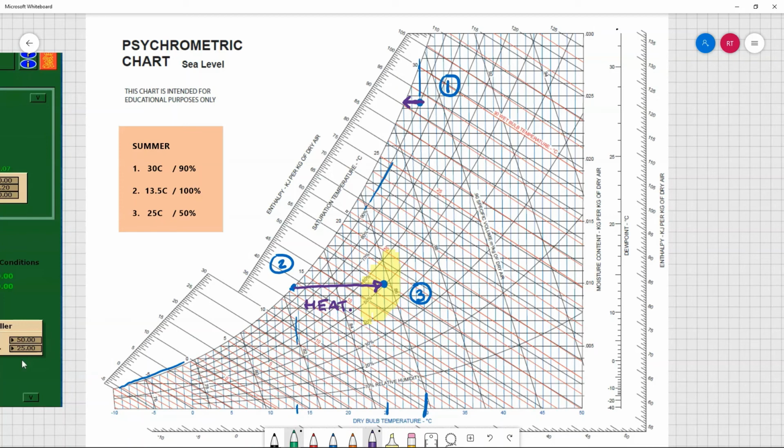And at that point, I've hit my dew point, which means any additional cooling that I do is going to do 2 things. It's going to condense water, so I'm going to create little droplets of moisture that can leave my system, as well as lowering the temperature. So this is going to follow along the curve all the way down. Okay. So that's my cooling and dehumidification.